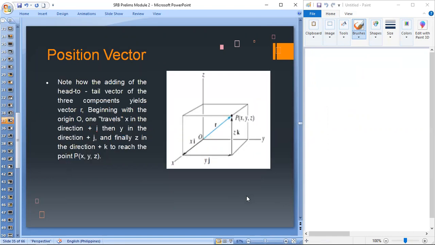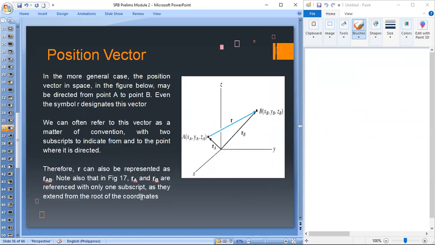Note how the adding of the head to tail vector of the three components yields vector r. So, beginning with the origin, one travels x in the direction of positive i, so positive there, because you are going toward this side on your x. Then y in the direction of j, which is also positive, because on your y, going up here is also positive. And finally, z in the direction of k. So, upward on your z. So, that's k. So, that's point x, y, z. Okay?